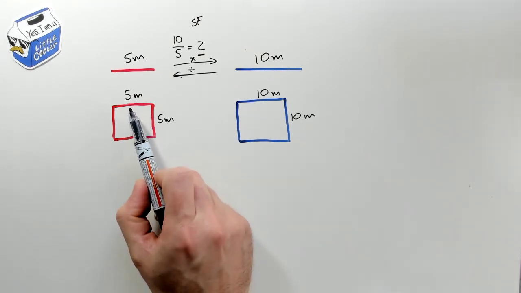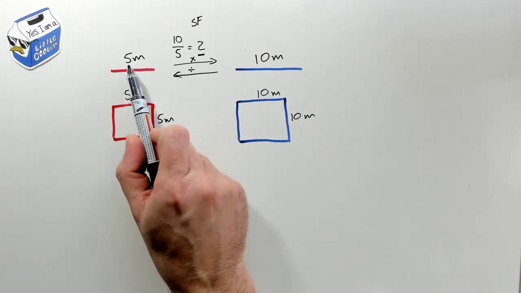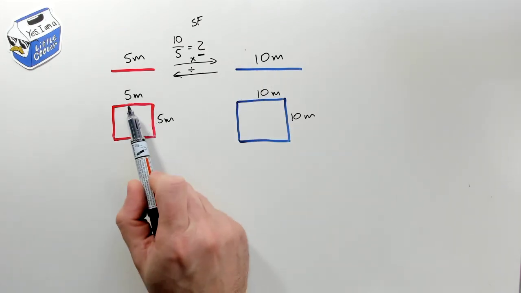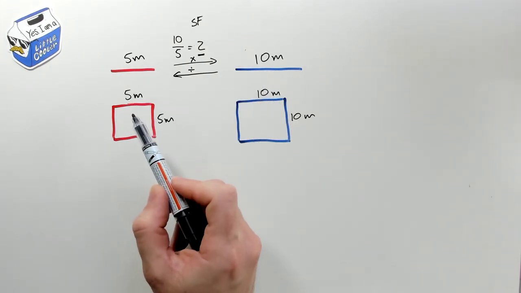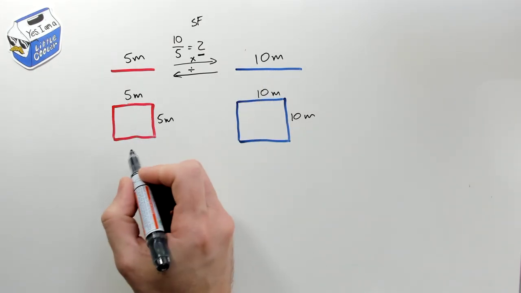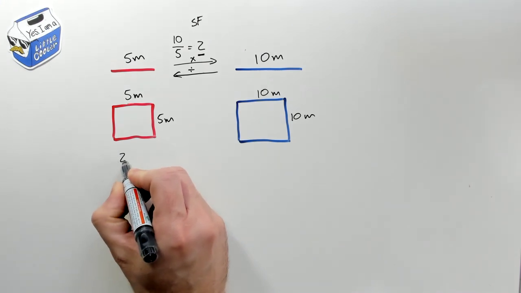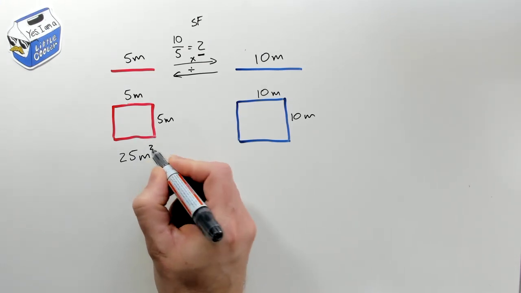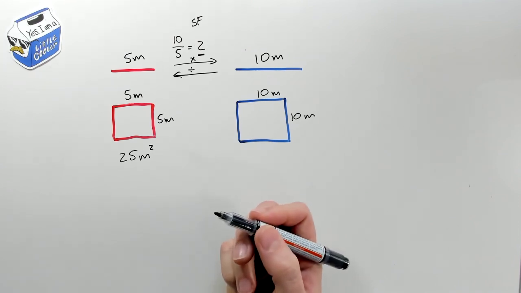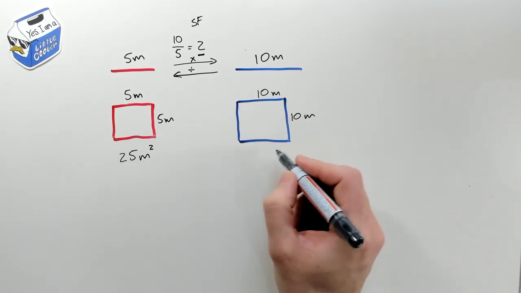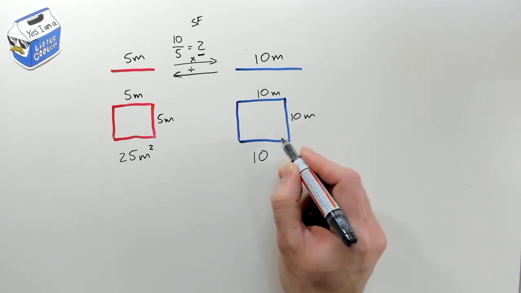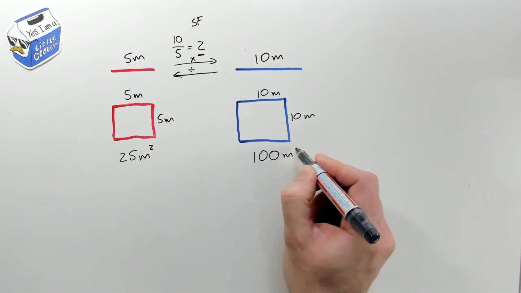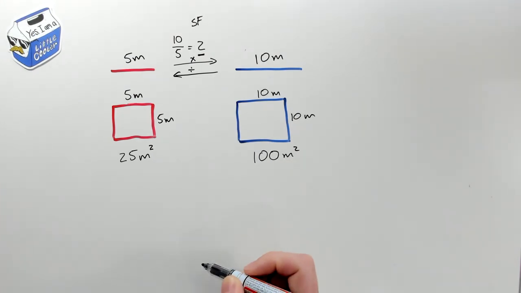And I can see that just like there, the 5 doubled to get to 10, the 5 is doubling to get to 10. But if I work this out as an area, this would be 5 times 5 is 25, and m times m is m squared, or square meters. And in the same way here, 10 times 10 will give me 100 square meters.